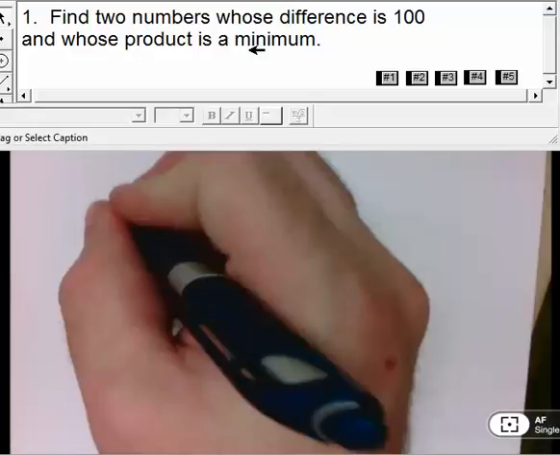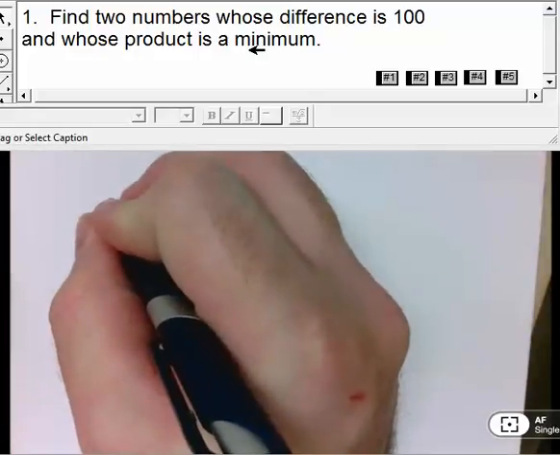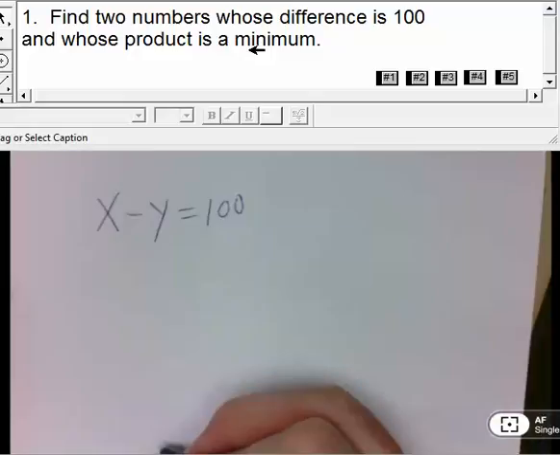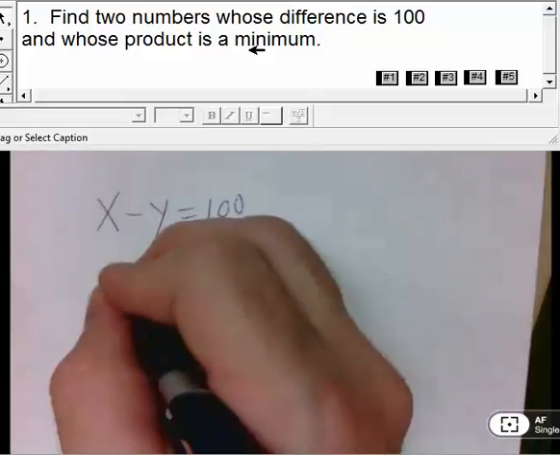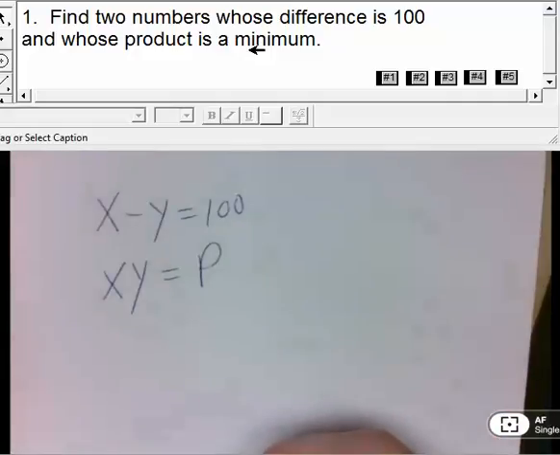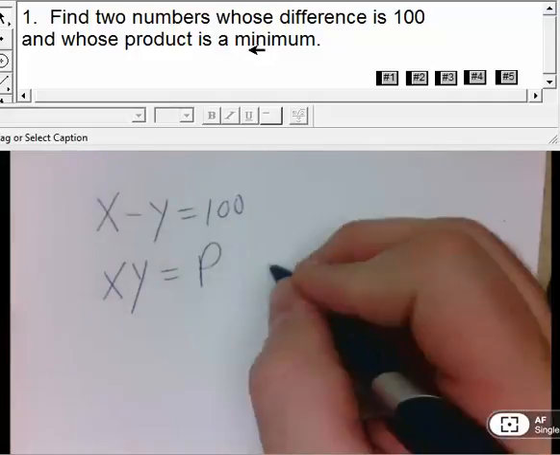So let's translate that real quick. Two numbers whose difference is 100, so like x minus y is 100, right? The difference is 100. And the product, xy, I'll call that p for product, is supposed to be a minimum. So I need to find the minimum.